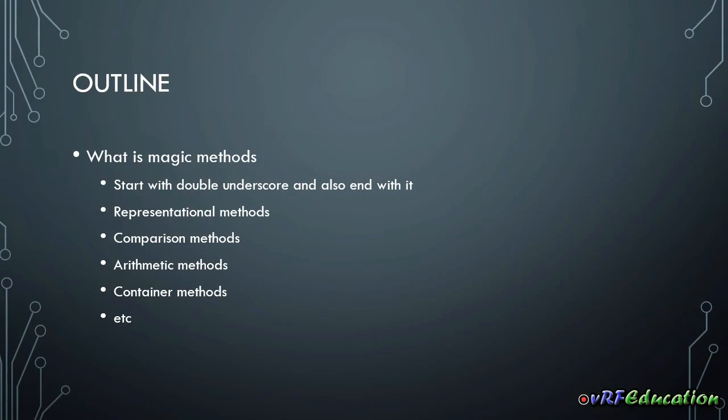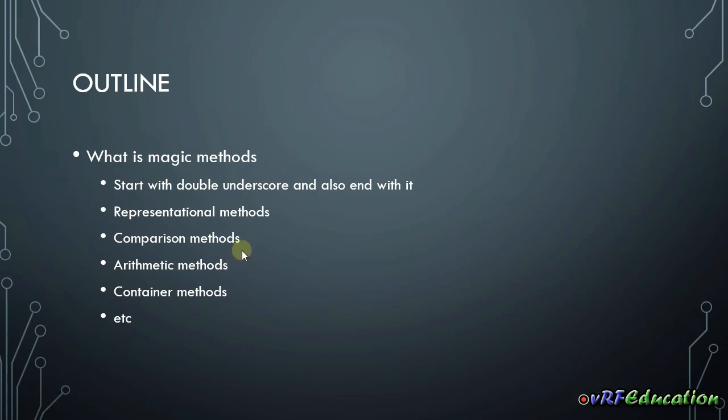In this session, I'm going to talk about magic methods in Python classes. These are a special type of methods that are called automatically by the Python interpreter. These methods start and end with a double underscore, and we saw one of them already. The constructor of a class is just a magic method in Python classes. There are a couple of other magic methods in Python, categorized under different categories. For example, representational methods, comparison methods, arithmetic methods, and container methods.